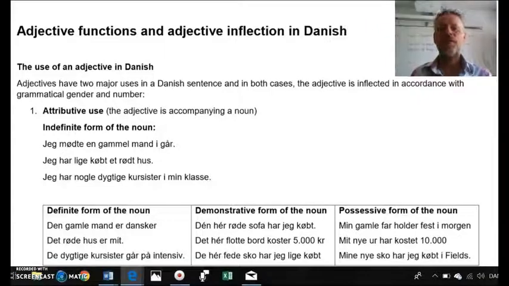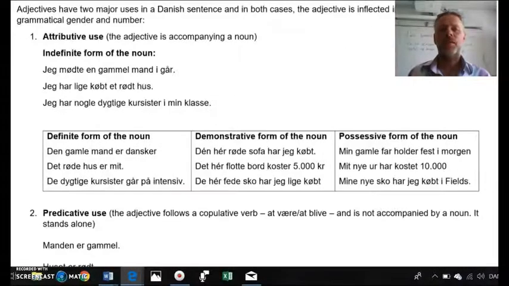Adjectives have 2 major uses in Danish sentences, and in both cases, the adjective is inflected in accordance with grammatical gender and number. The first use is the attributive use of the adjective, and that means that the adjective is accompanying a noun. Now let's have a look at the different forms of the attributive use.